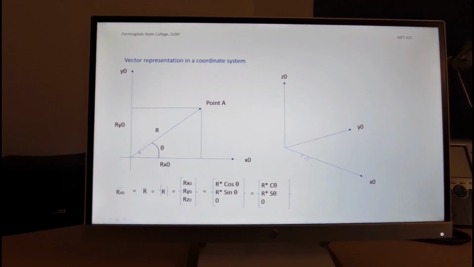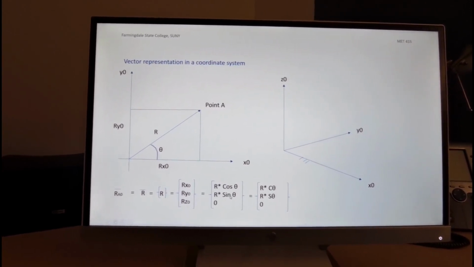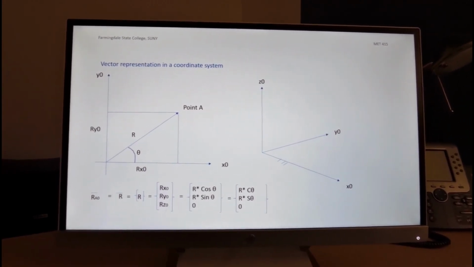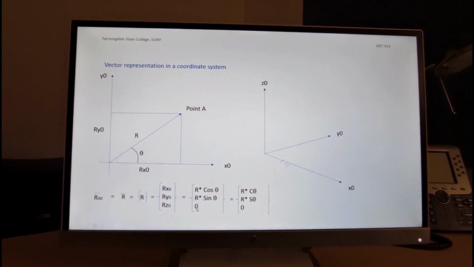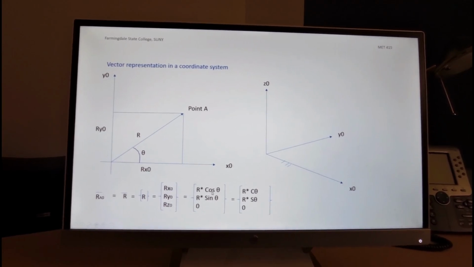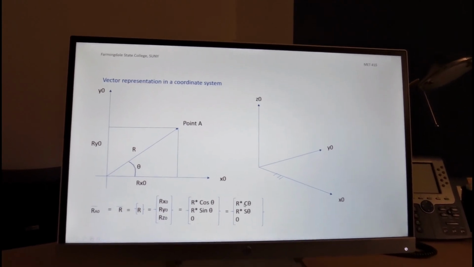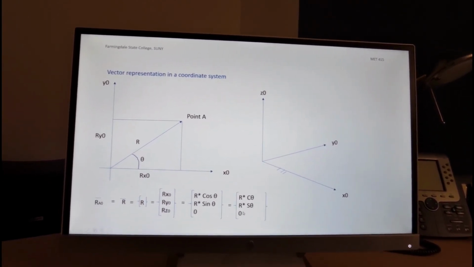This component over here is r times sine of theta. So we can write it here for the y component. And the z actually has 0 component because it's a planar description of this vector. So the z component is 0. And sometimes to save space, we can also write it as r times cosine of theta this way, r times sine of theta this way.